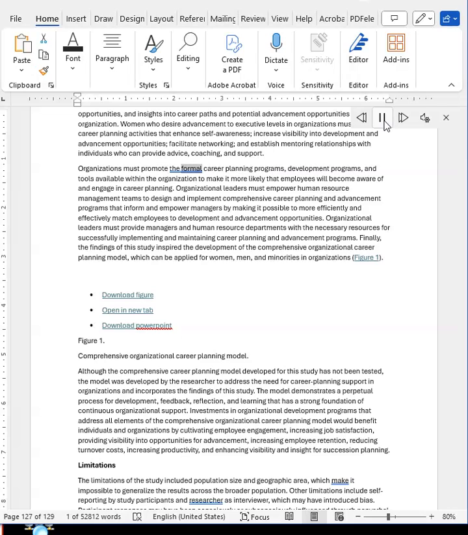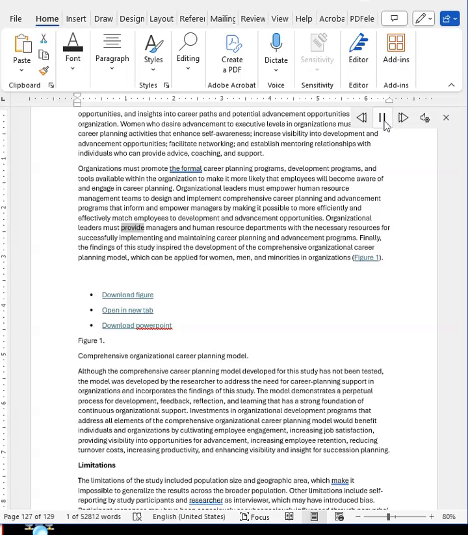Organizations must promote the formal career planning programs, development programs, and tools available within the organization to make it more likely that employees will become aware of and engage in career planning. Organizational leaders must empower human resource management teams to design and implement comprehensive career planning and advancement programs that inform and empower managers by making it possible to more efficiently and effectively match employees to development and advancement opportunities.